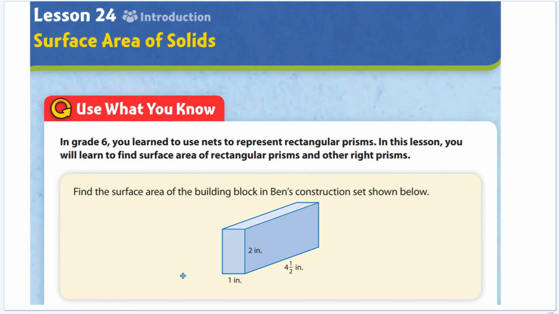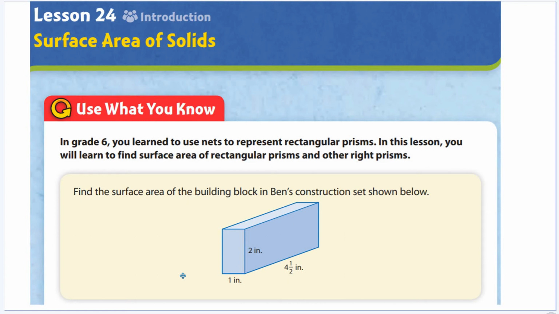Use what you know. In grade 6, you learn to use nets to represent rectangular prisms. In this lesson, you will learn to find the surface area of a rectangular prism and other right prisms. Find the surface area of the building block in Ben's construction set shown below. If you can already solve that, why don't you pause the video and solve it, and when you continue the video, obviously you'll see the answers and you can check to see if you got it right.